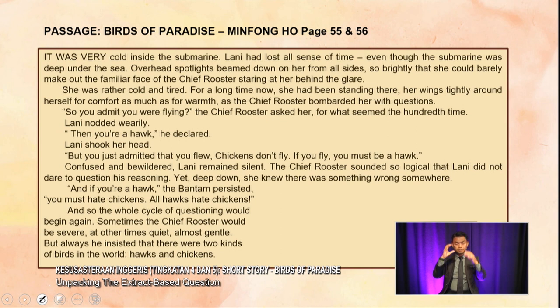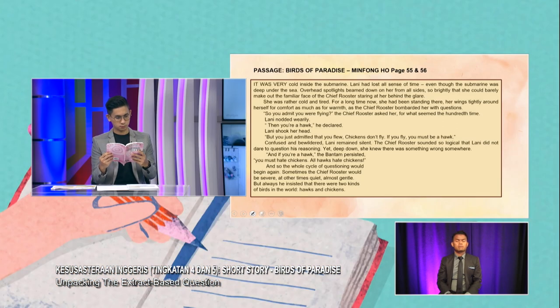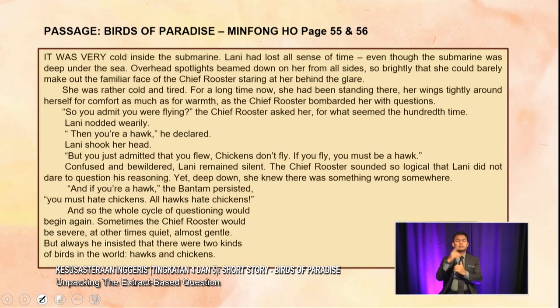So, you admit you were flying? The chief rooster asked her, for what seems like the 100th time. Lani nodded wearily. Then you're a hawk, he declared. Lani shook her head. But you just admitted that you flew. Chickens don't fly. If you fly, you must be a hawk. Confused and bewildered, Lani remained silent. The chief rooster had sounded so logical that Lani did not dare to question his reasoning. Yet, deep down, she knew there was something wrong somewhere.